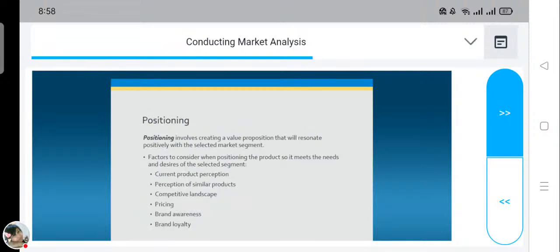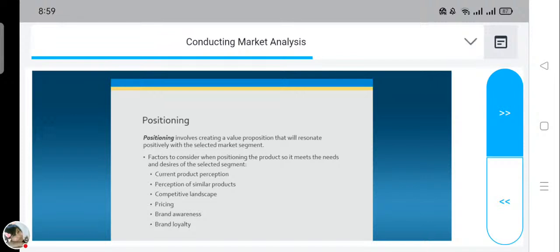The final part of the STP analysis process is called positioning, and this is where you focus on creating a value proposition that is going to resonate most positively with the market segment you've chosen to target. Now, what do we mean by a value proposition? You have a product or a service, and you're wanting to bring it to that market. So how are you going to position it so that they accept it?